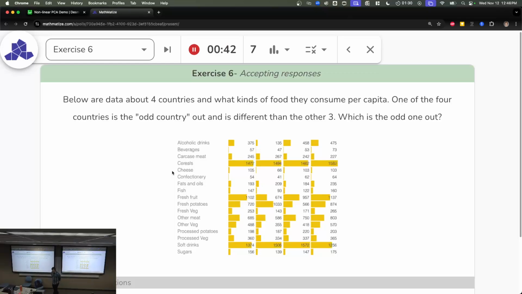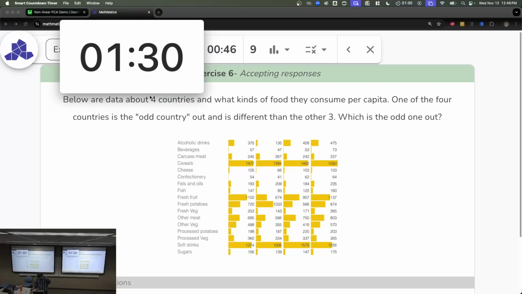You can think until the end of the class, which is in 4 minutes. Wow, that's a lot of time. And then we will take it up on Monday.